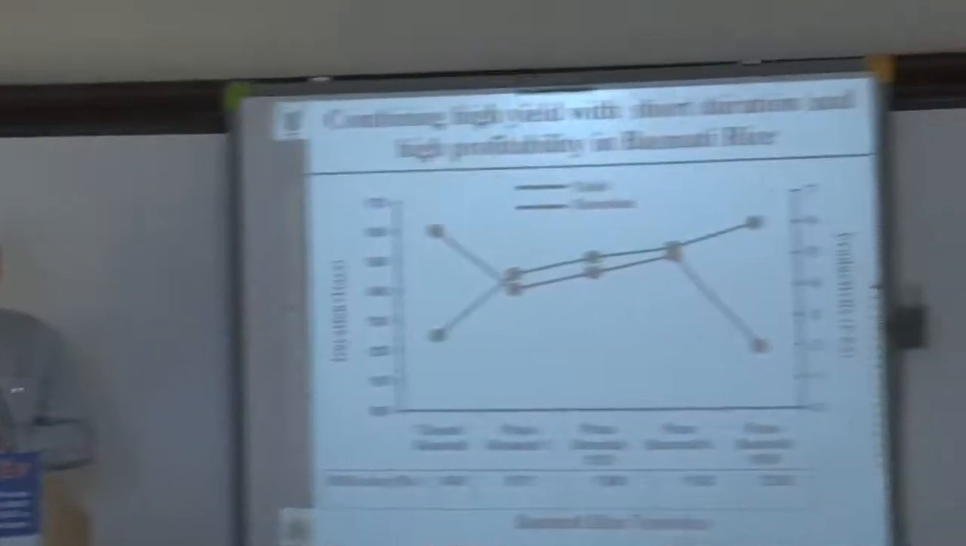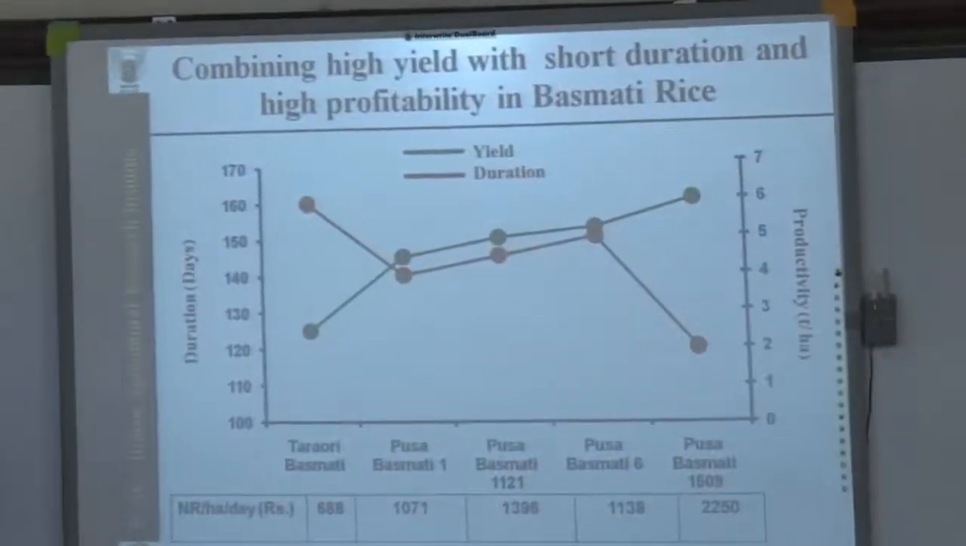So overall, if you see what has happened, the duration of varieties has reduced. In traditional varieties, we had 160 days duration, which has now come to 120 days in 1509, and the yield has improved from 2 tons per hectare to almost, you can see, 6 tons per hectare. Generally, you don't find this kind of curve in plant breeding. You know that if you increase the duration, yield will increase. But decreased duration and increased yield is a sort of a negative association. But we were able to break this, and we were able to produce genotypes with shorter duration and higher yield, and therefore the farmer's profitability was increased.